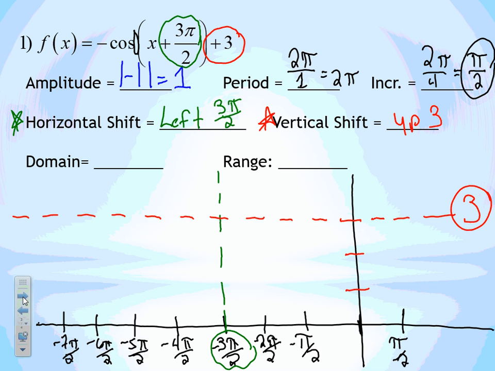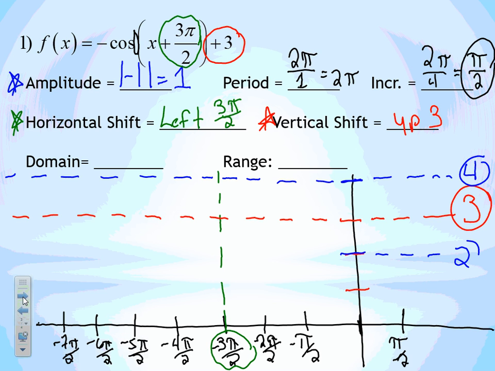From my red line, I have to do my amplitude. My amplitude is 1. So from my red line, I'm going to go up 1. So I'm going to be at 4. And I'm going to go down 1, so I'm going to be at 2. Now, ladies and gentlemen, I am only working between my blue lines. I cannot leave 4 and 2.